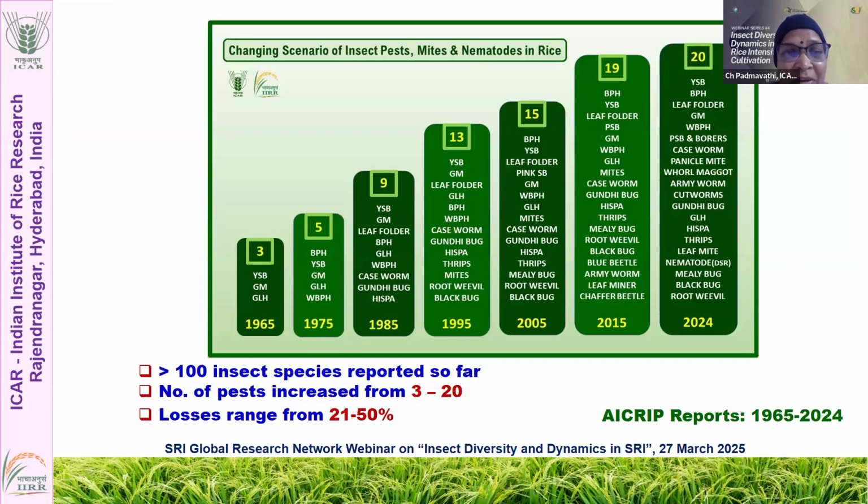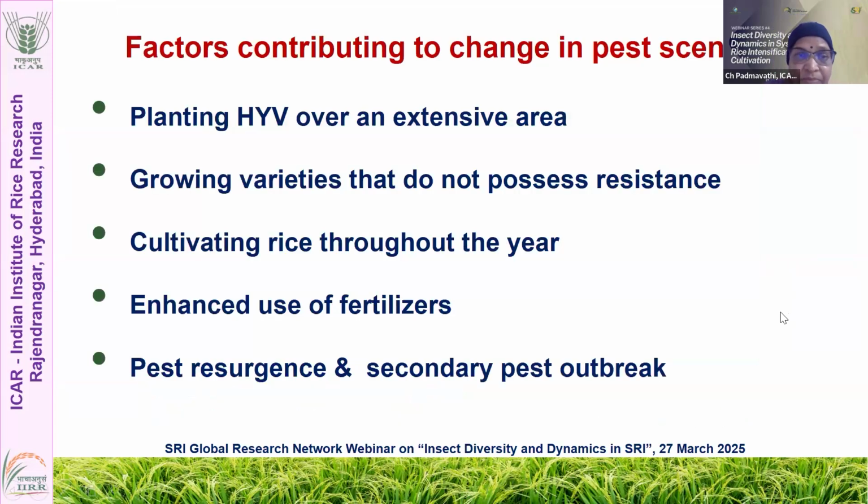Coming to today's topic, in general, if you see the scenario of insect pests in the rice crop, from 1965 the decadal changes show there were only 3 pests at that time. Now it has increased up to 20 pests which are causing yield losses. Though more than 100 insect pests have been reported so far, these 20 pests cause yield loss ranging from 21 to 50%.